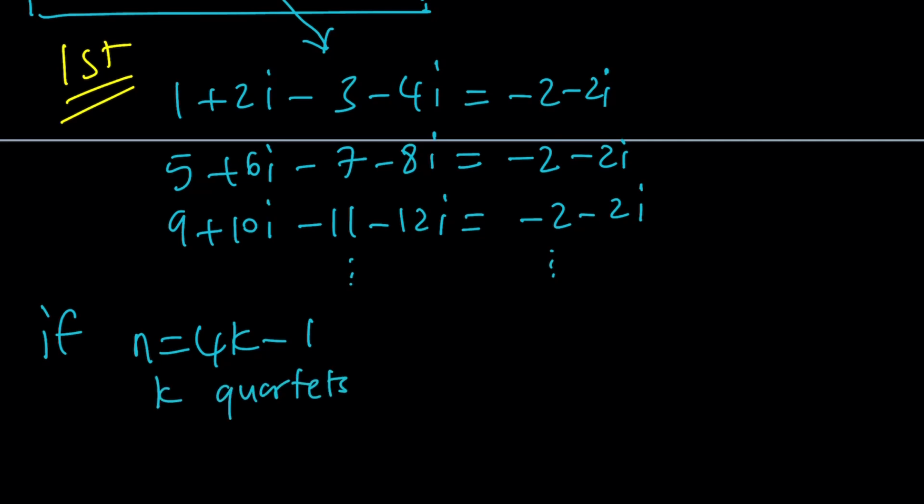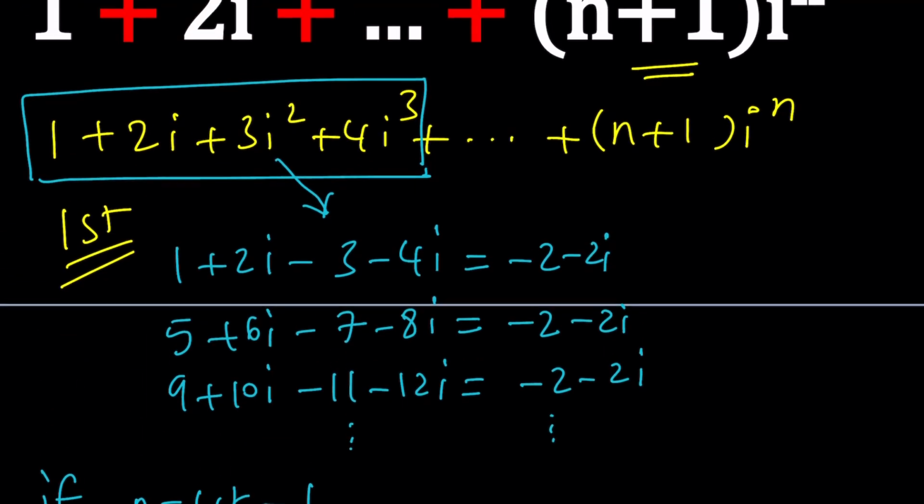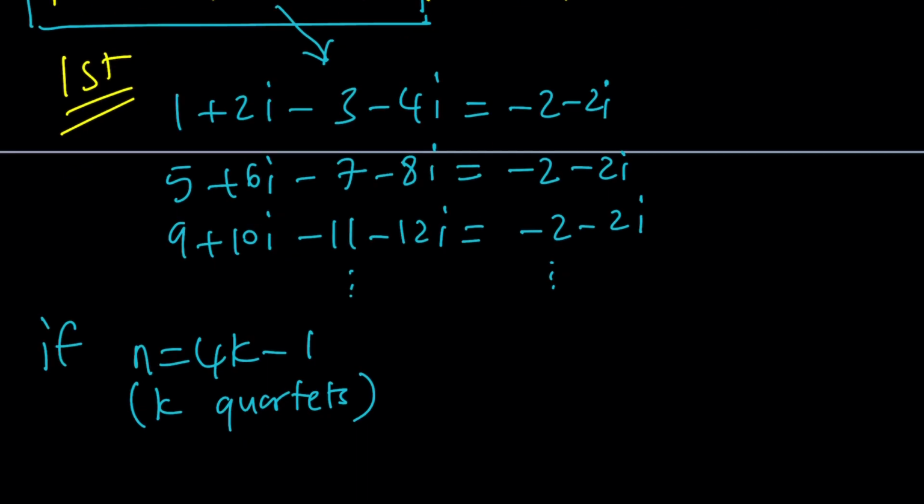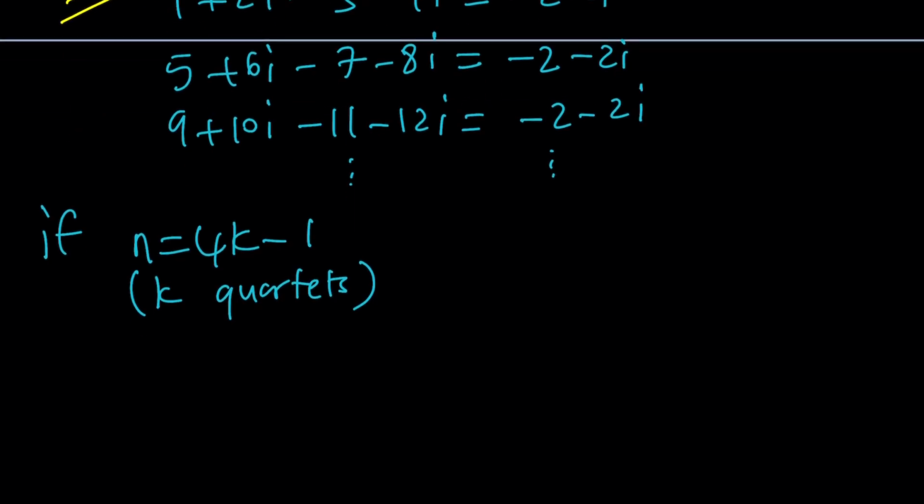Because if you really think about it, for example, if k is equal to 1, you only have 1 quartet, n is going to be 3, so you're going to end up with i to the third power, which actually gives you the end of the first quartet. Make sense? So n equals 4k minus 1 refers to k quartets.